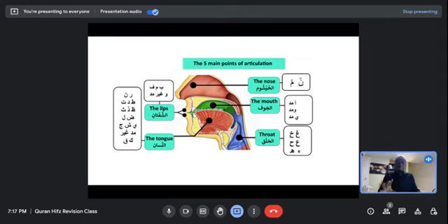The last region is the khayshum, which they call the nasal cavity. This is used for pronouncing noon and mim mushaddada. Whenever a noon has shadda and the mim has shadda, the pronunciation of the shadda comes out from the khayshum, like inna.